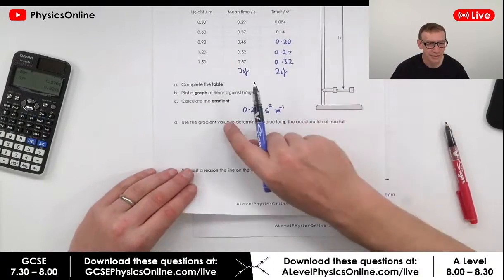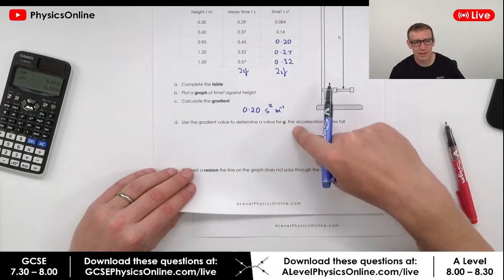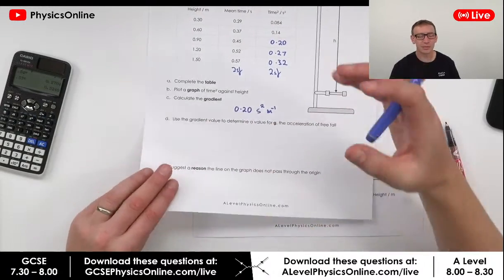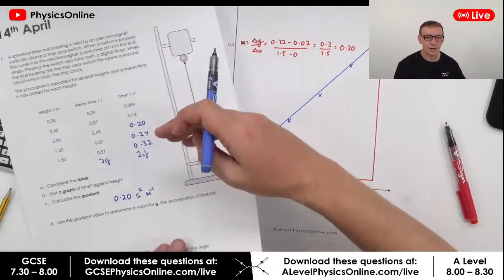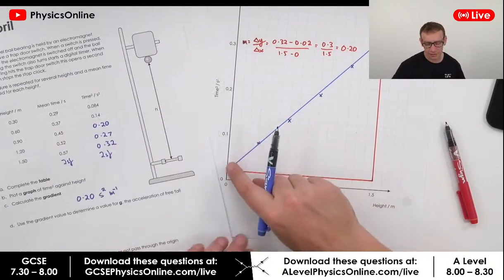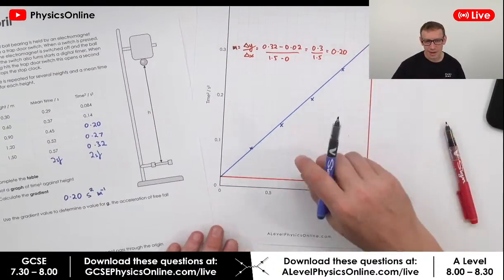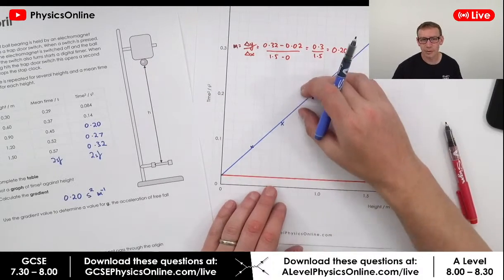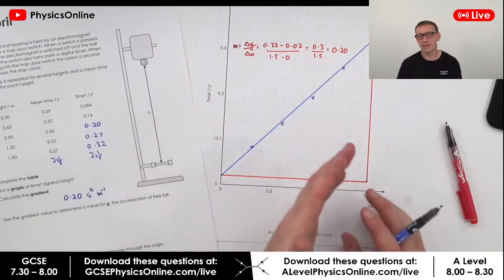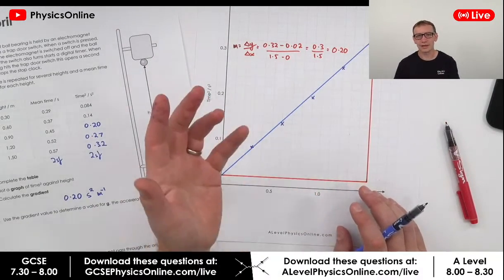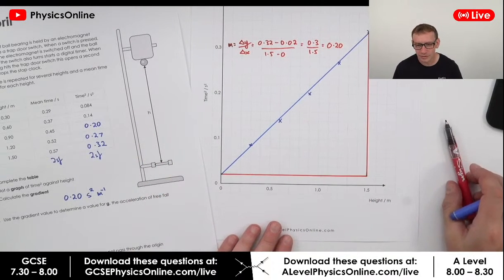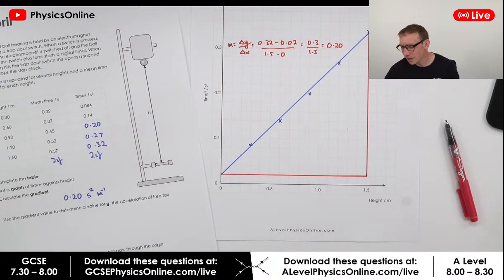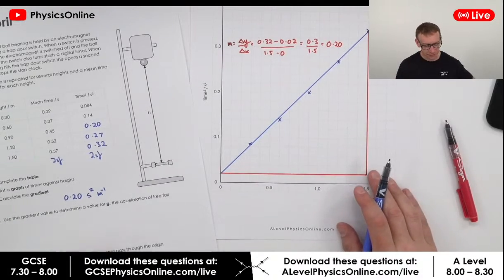So yeah, use a gradient to determine the value of g, the acceleration of freefall. So this is why we do it. The whole point in taking not just one reading, but a whole series of readings allows us to work out the gradient. And that means if you had maybe a bit of data that wasn't quite correct, you could tell that that wasn't fitting the pattern. You could discard that data as an anomaly, and this is going to give us a much better value of g.